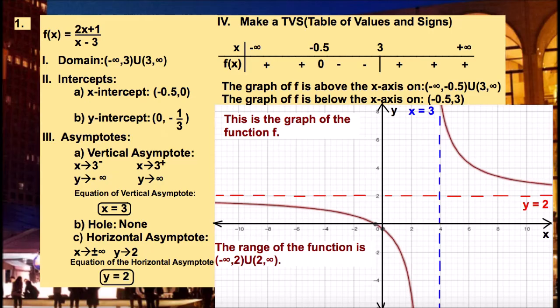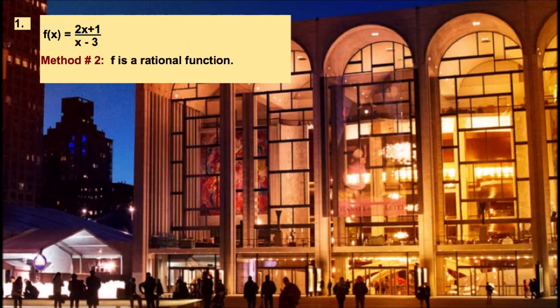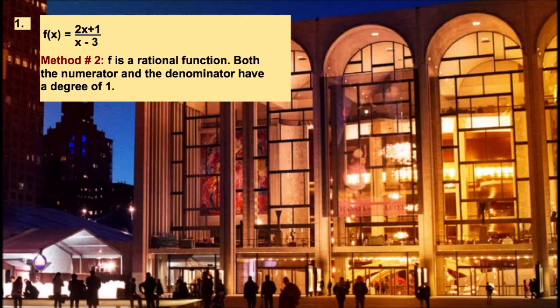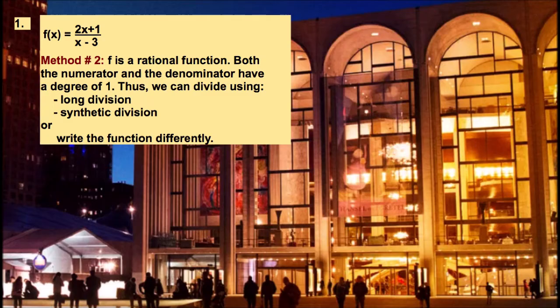The range of the function is open negative infinity, 2, united with open 2, infinity. Method 2. F is a rational function. Both the numerator and the denominator have a degree of 1. Thus, we can divide using long division, synthetic division, or writing the function differently.